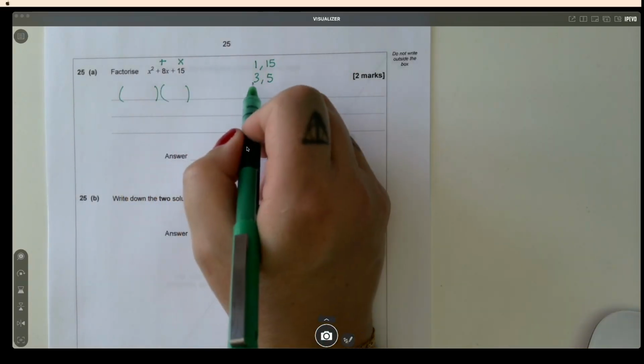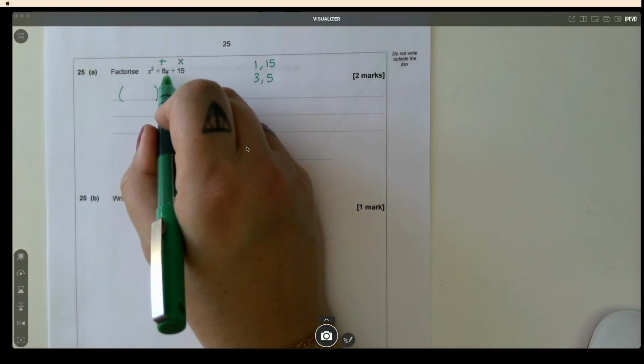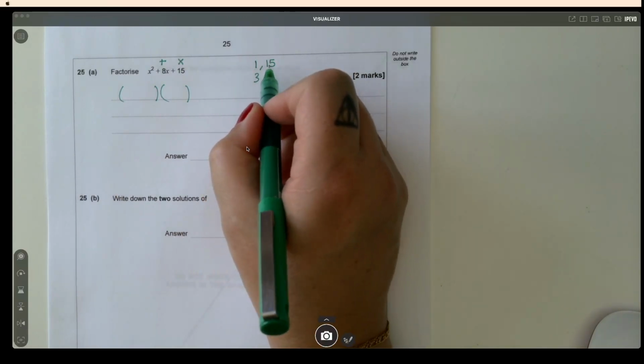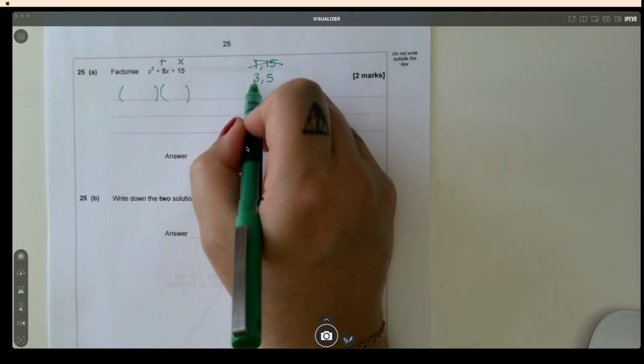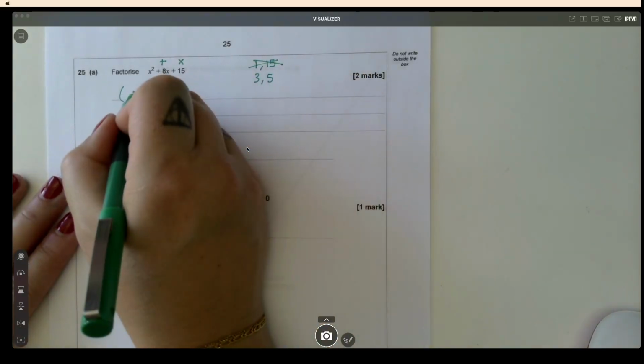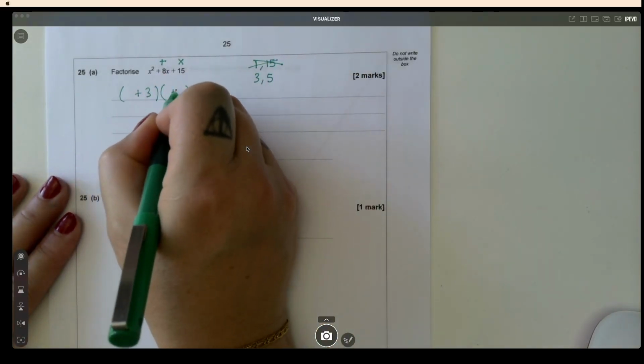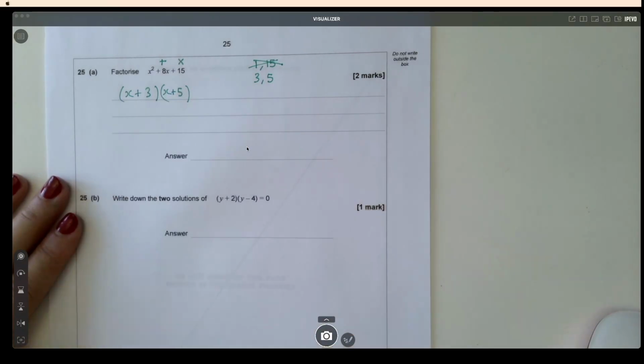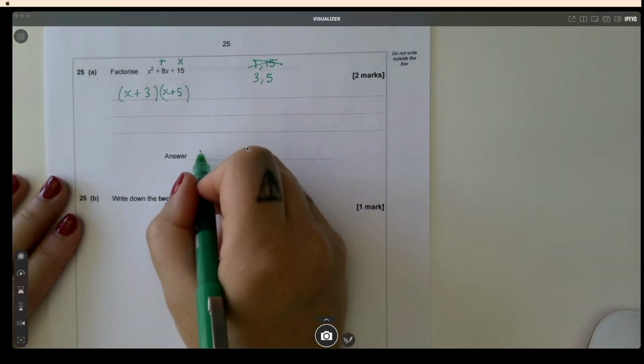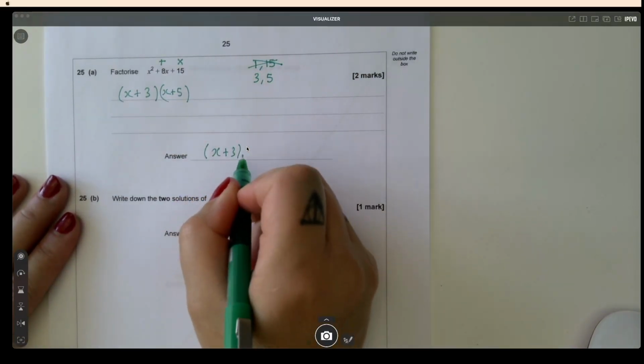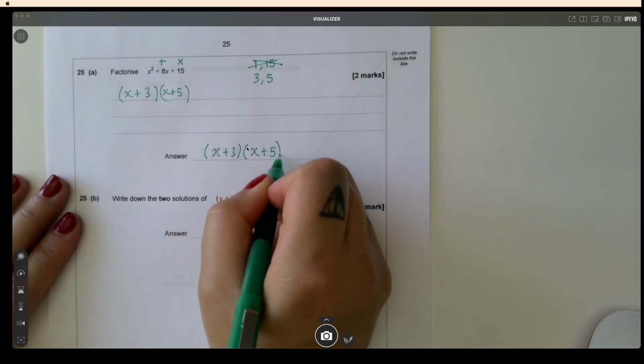Now I want them to multiply to make positive 15 but add to 8. So 1 plus 15 is 16. That's not going to work. 3 plus 5 is 8. So I'm going to use positive 3 and positive 5, and then I need an x in both brackets. And then I'm going to write those on my answer line.